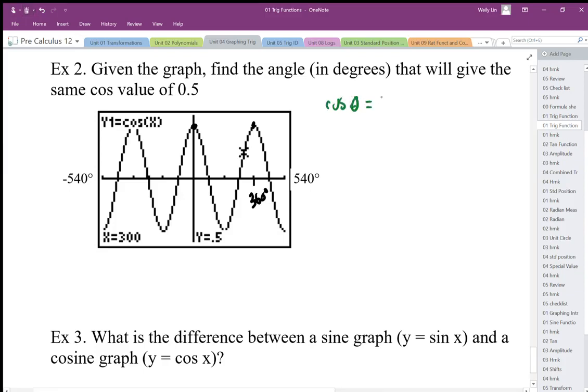is equal to 0.5. And if I just draw my 0.5 value, I can see that I've got 1, 2, 3, 4, 5, 6, including the original point. So I'm going to mark those points. There's one there, there's one there, and there's one there, one there, one there.